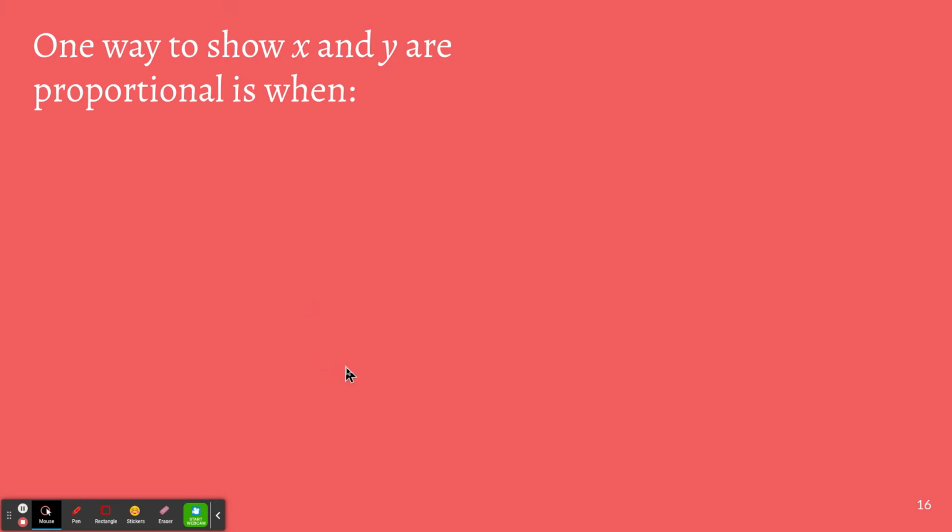There is another way to show that X and Y are proportional, which just means equal, and that is when an equation can be written as Y equals KX. That is a K. And we're showing that X and Y are proportional here through this equation.